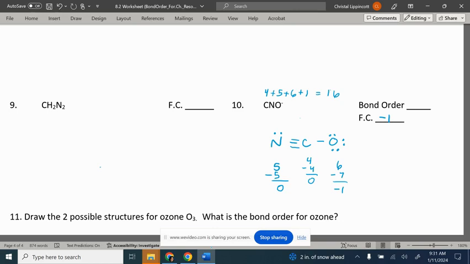Now, let's figure out bond order. We have 4 bonds over 2 bond sites. The bond order for the whole molecule is 2.